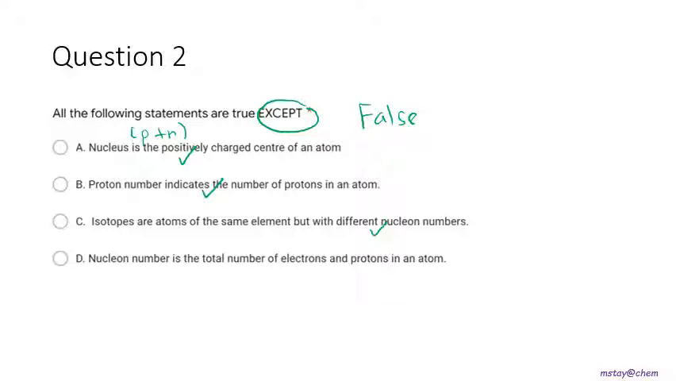Okay, so this is only part of the definition of isotope. Besides different neutron numbers, at the same time they have the same proton number. So the last option is the answer. Neutron number is the total electrons and protons in an atom. So electron is wrong. The correct answer supposedly is neutrons.